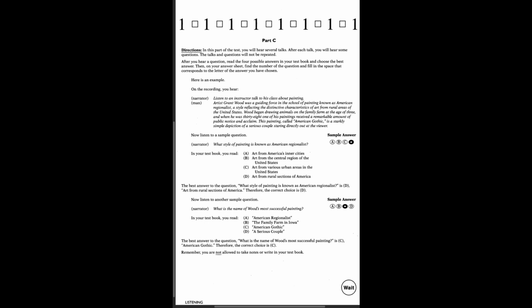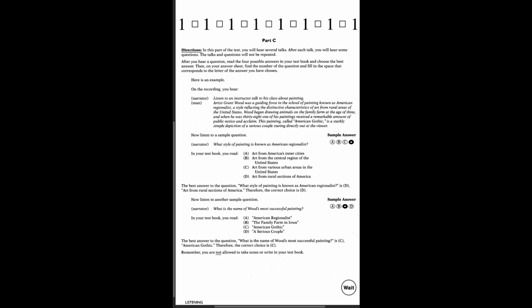Now read along with me as I read the directions for Part C. Remember, you should not read ahead or turn the pages while the directions for this part are being read. Part C. Directions. In this part of the test, you will hear several talks. After each talk, you will hear some questions. The talks and questions will not be repeated. After you hear a question, read the 4 possible answers in your test book and choose the best answer.